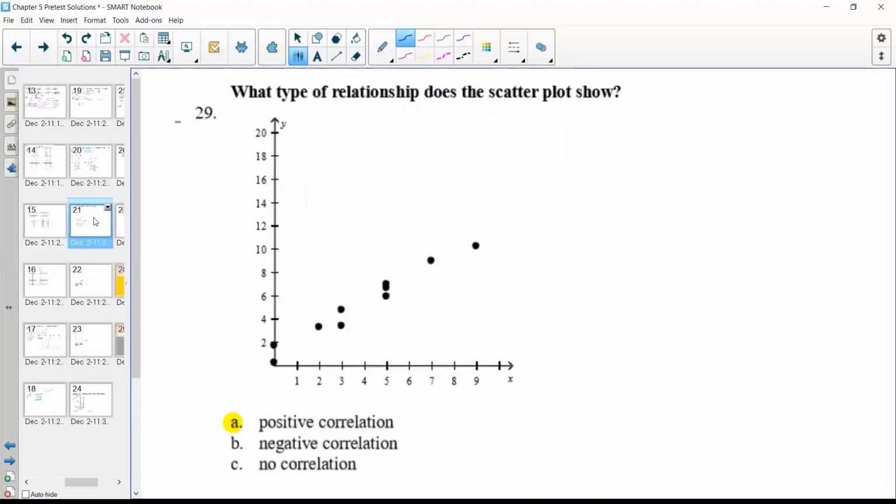All right, number 29. I think we did okay with these. 29 is A.